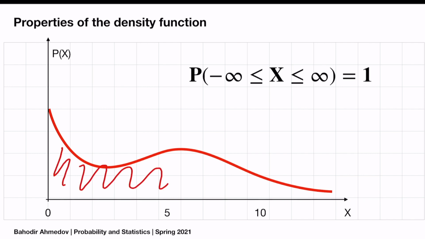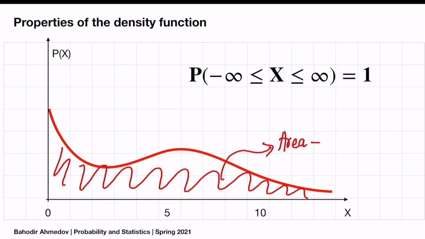So you find all of this area, and this area should be equal to 1, from minus infinity to plus infinity. If you would like to find the probabilities, we are going to do it by evaluating these areas. It's super important to know how to do the integrations in order to evaluate the probabilities.